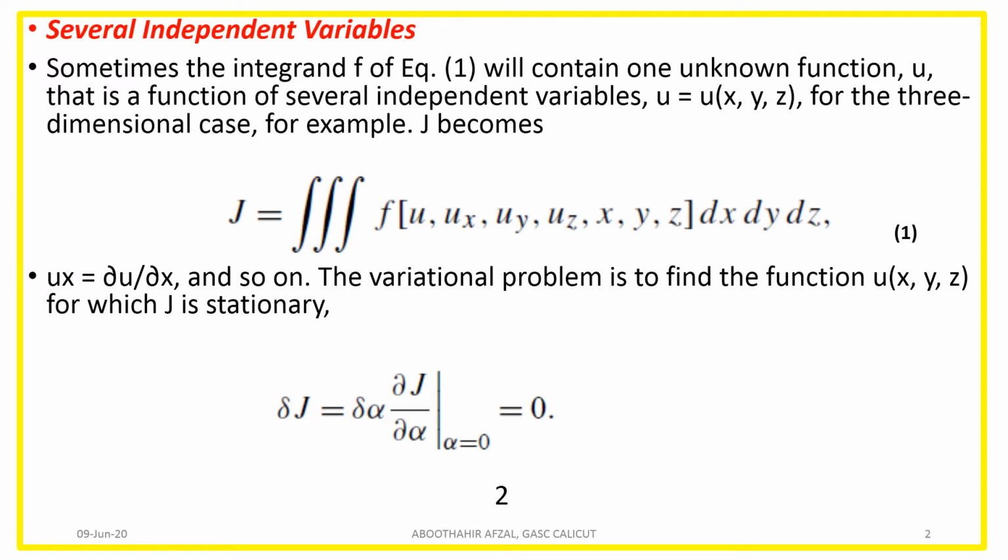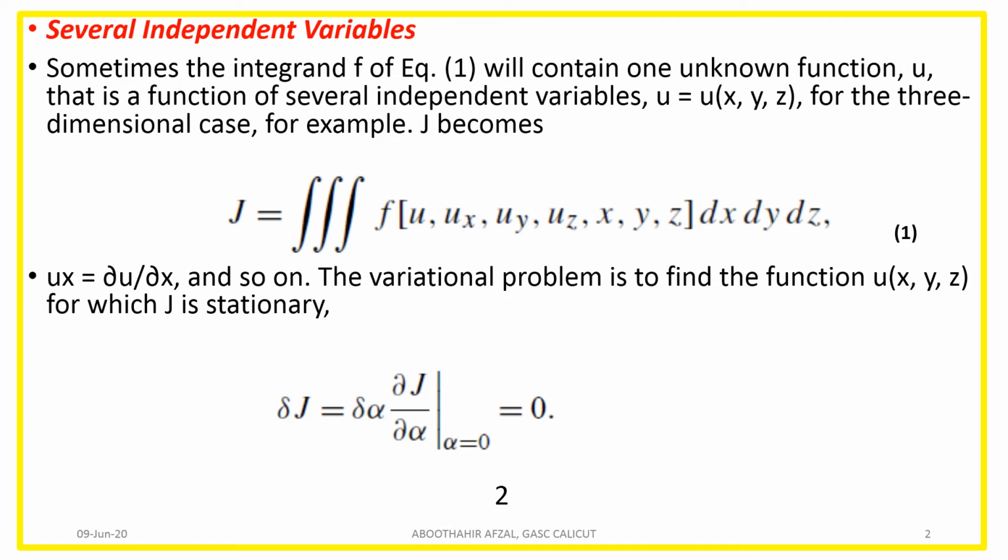So in this case, since x, y and z are independent variables, some other letter, let us say u, is used to represent the function of these three independent variables. Therefore the functional f is f of u, ux, uy, uz, x, y, z.